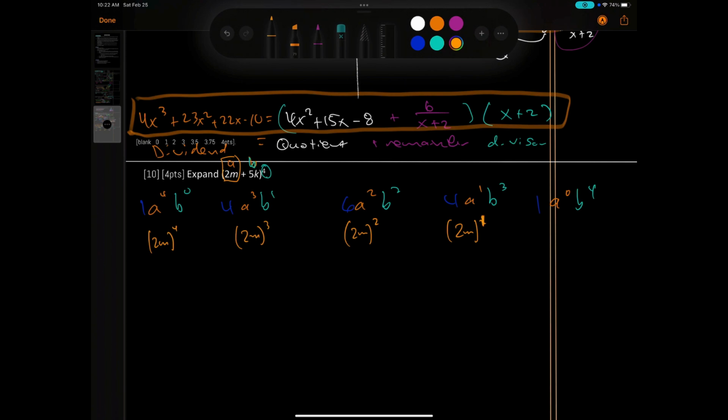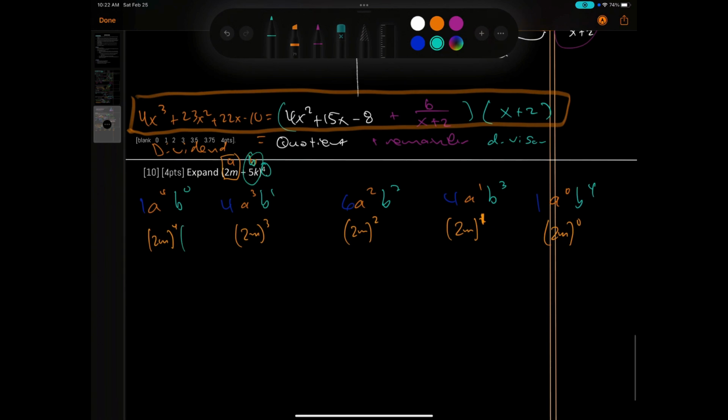Oh, that's a 1. And that means every b value is going to be 5k. And you have to use parentheses. Whoops. And I'm going to go back and put in my coefficients.